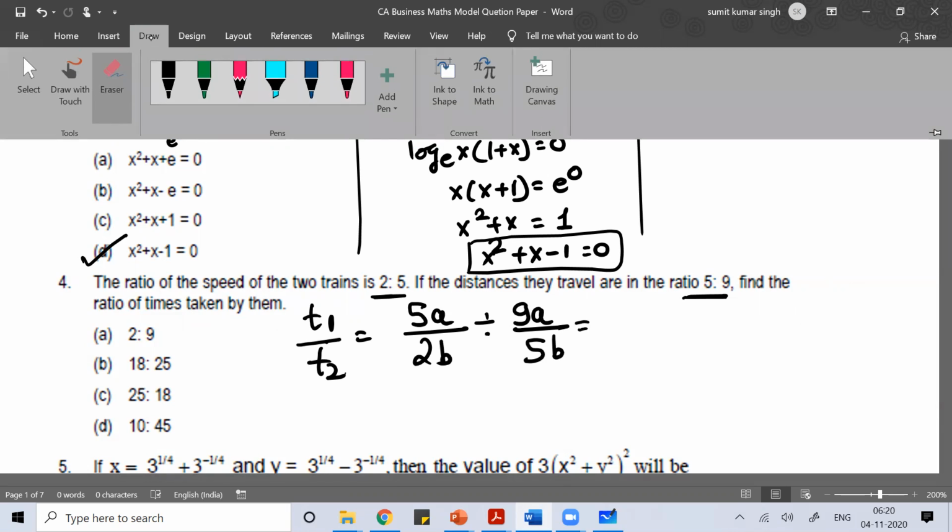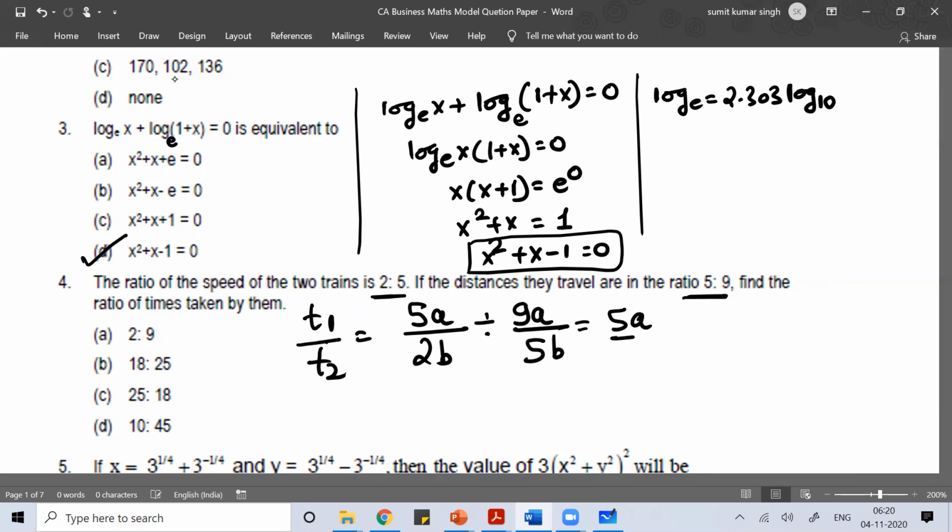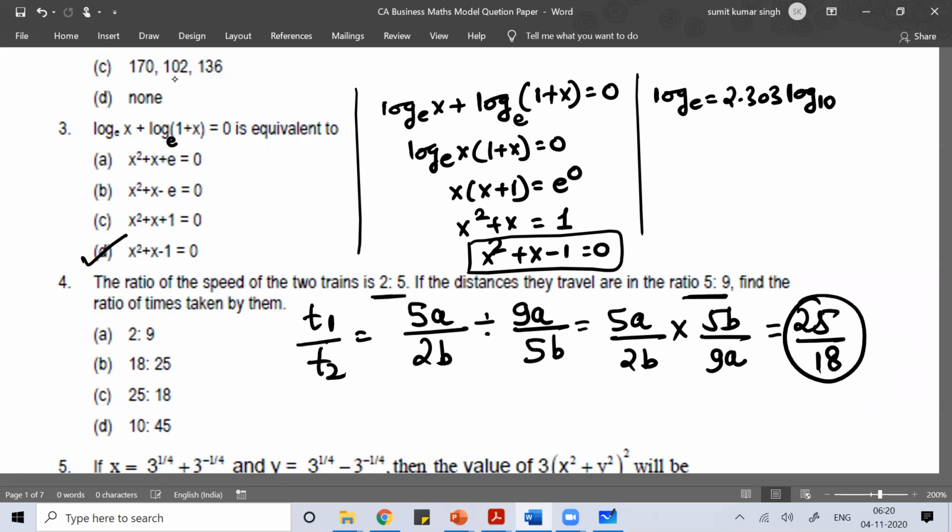I hope you are going with my flow. You're not finding anything difficult or fast. So 5a by 2b into 5b by 9a. Okay, so the ratio of this, if you understand, would be 25 by 18. This is the ratio that you will get. The answer is option C.